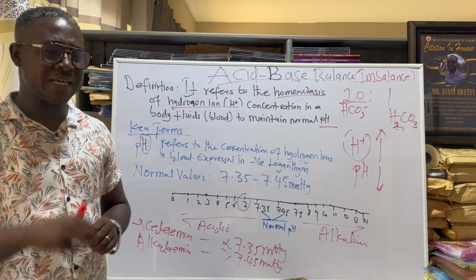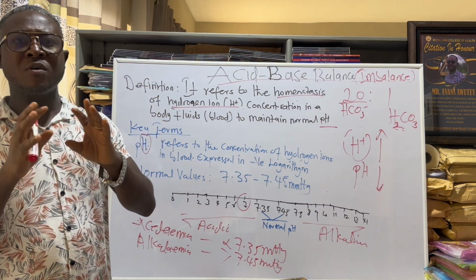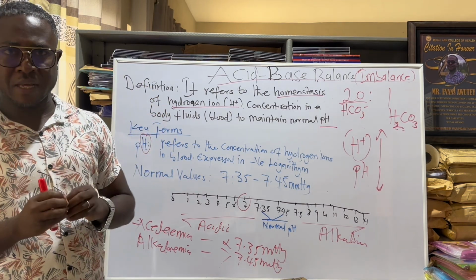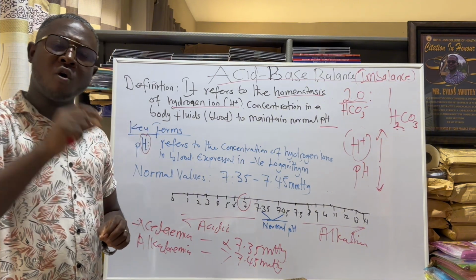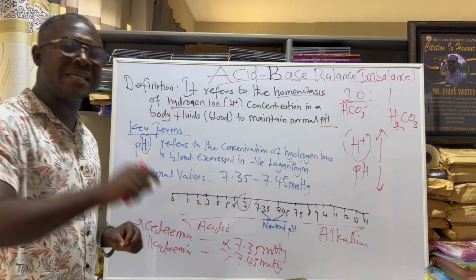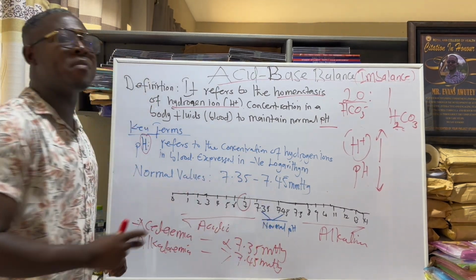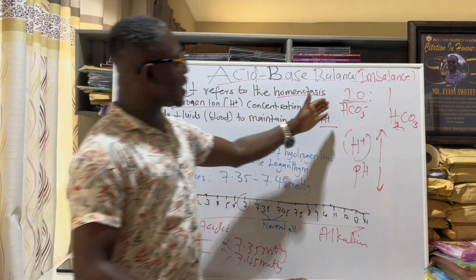Now, that means that the blood has some aspect of acid substance, and the blood also has some aspect of what? Alkaline substance. Now, what quantity of acid and what quantity of alkaline is needed to ensure that the pH stays within this normal value?